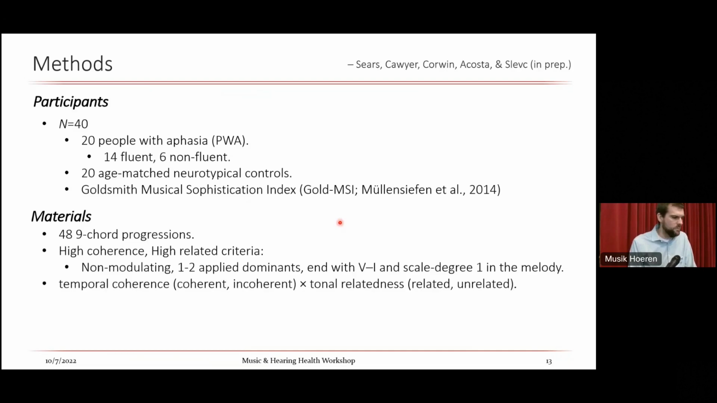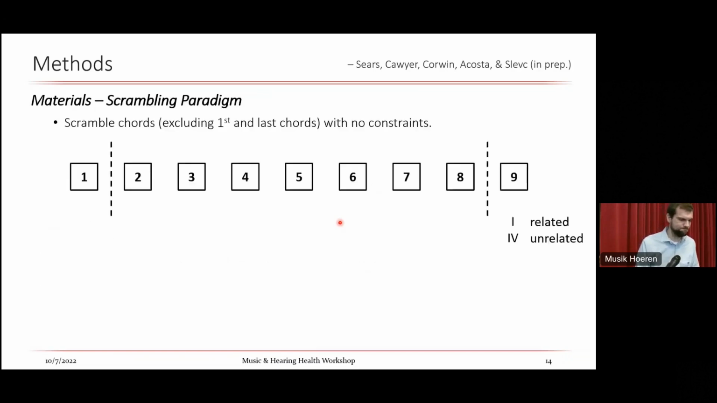For our materials, we played 48 nine-chord progressions. You're going to hear one in a bit. And then they had various music theoretical criteria, to make sure that they ended well and that they were syntactically coherent based on a previous theory, et cetera. So we had two major manipulations: temporal coherence, either it's coherent or it's not, that's ordered or scrambled, and tonal relatedness. Did it end on the tonic in the key, or did it end within the key on a weaker chord? That would have been less expected.